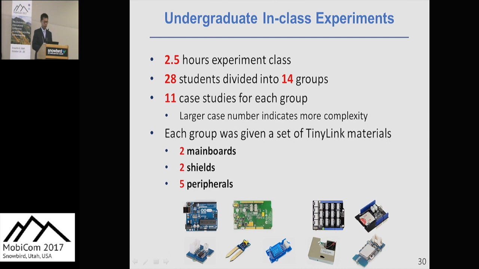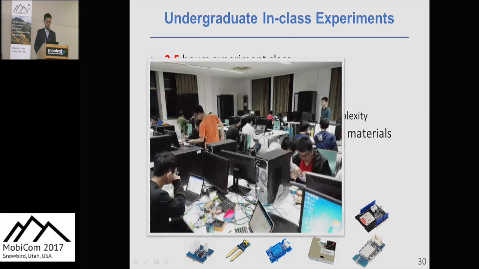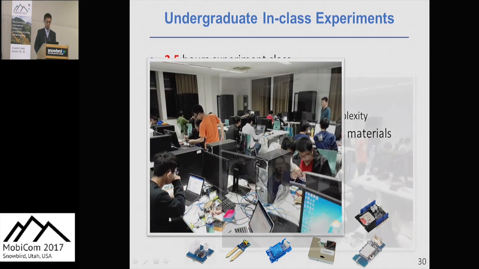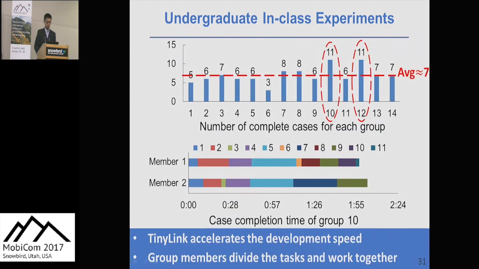We also did an undergraduate in-class experiment. The class is about 2.5 hours, and there are 28 students divided into 14 groups. Here is a picture of the class. The average number of cases they have completed is about 7. And there are 2 groups who have completed all 11 cases.